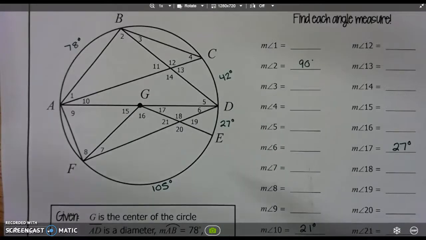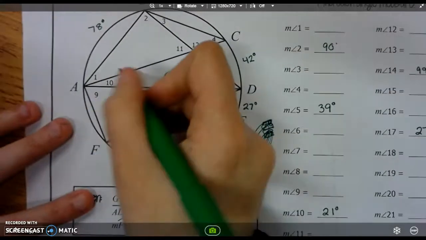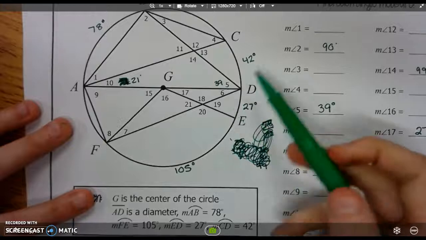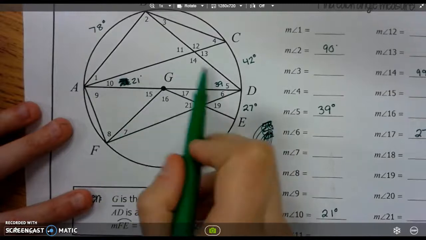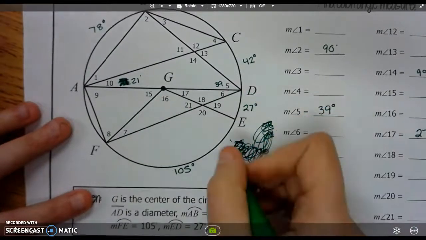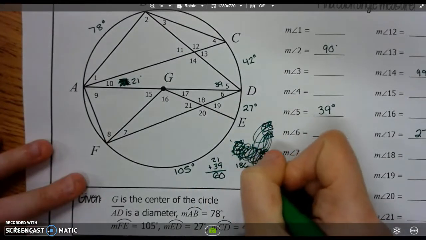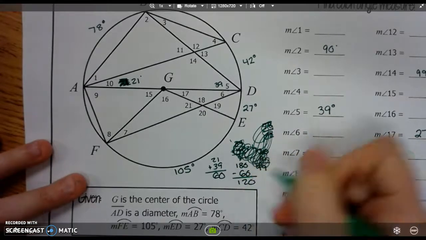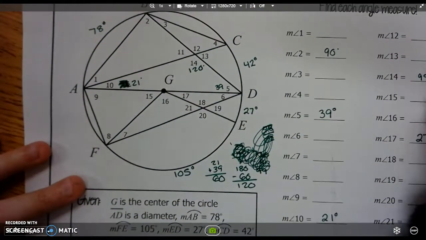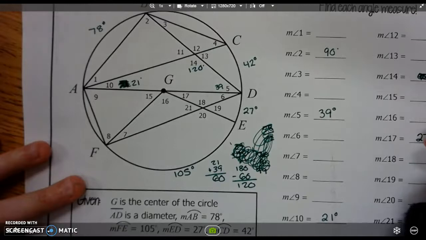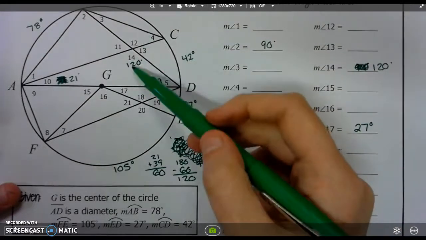The one thing I do want to go over is, we just did 10, that's 21, right? Because it was half of 42. So now I can do all 3 of these make a triangle, which means all 3 of them add to 180. So 21 plus 39 is 60, and then I'm going to subtract that. So that's 14. Okay. And then if I know 14, I also know 12 because they're vertical.